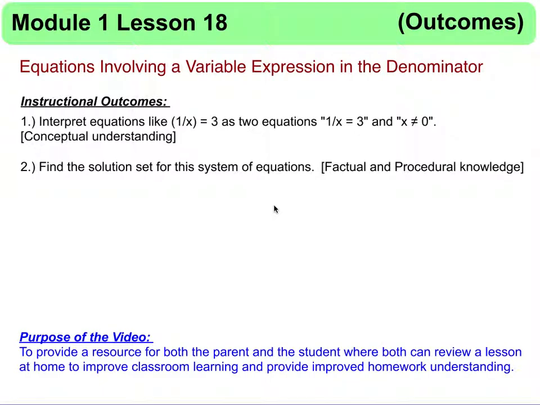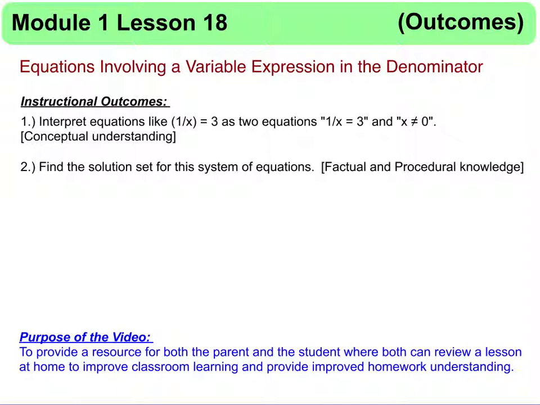Lesson 18 in Module 1 is entitled Equations Involving a Variable Expression in the Denominator. There are two instructional outcomes here. One is to interpret equations like 1 divided by x equals 3 as two separate parts of an equation: the 1 divided by x equals 3 part, and the part that defines what x cannot equal, in this case x cannot equal 0. The second one is to find a solution set for these systems of equations.